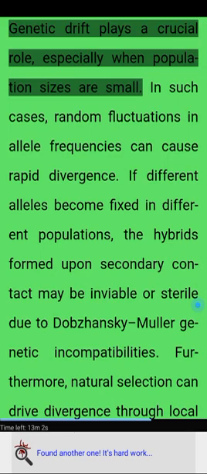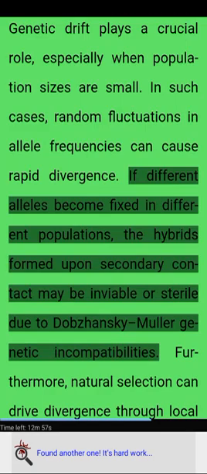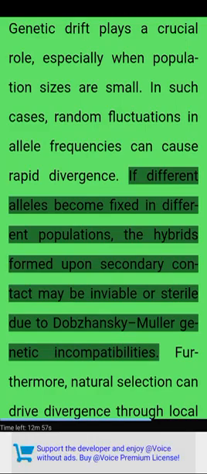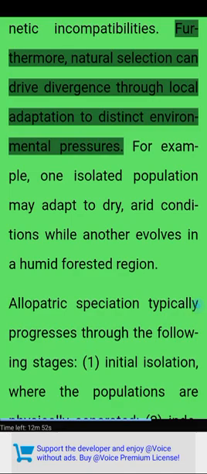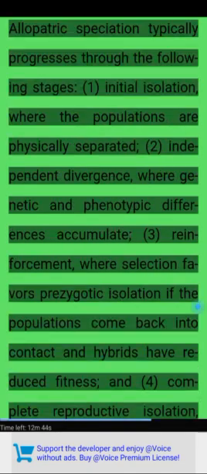Genetic drift plays a crucial role, especially when population sizes are small. In such cases, random fluctuations in allele frequencies can cause rapid divergence. If different alleles become fixed in different populations, the hybrids formed upon secondary contact may be inviable or sterile due to Dobzhansky-Muller genetic incompatibilities. Furthermore, natural selection can drive divergence through local adaptation to distinct environmental pressures. For example, one isolated population may adapt to dry, arid conditions while another evolves in a humid forested region.